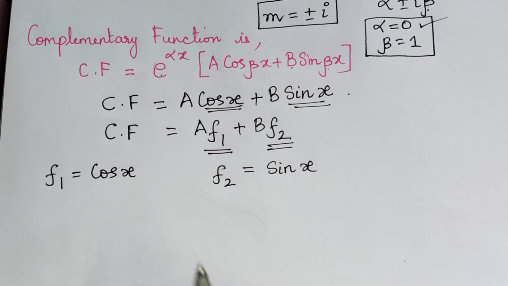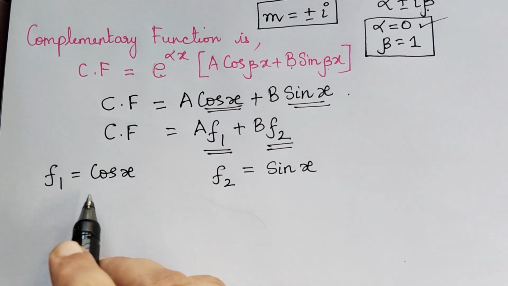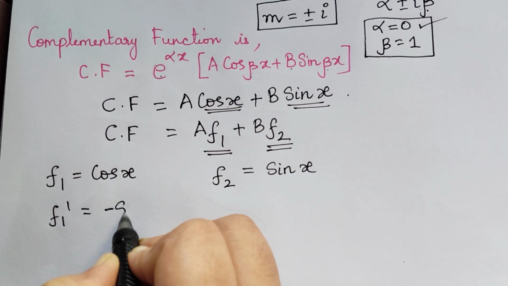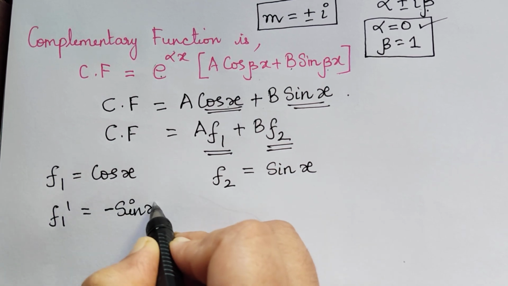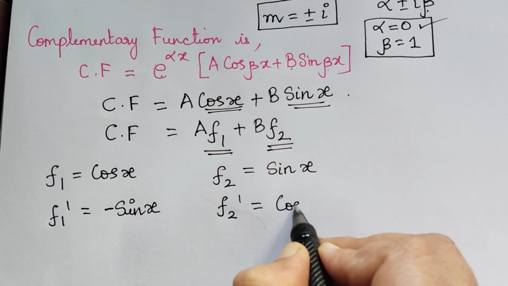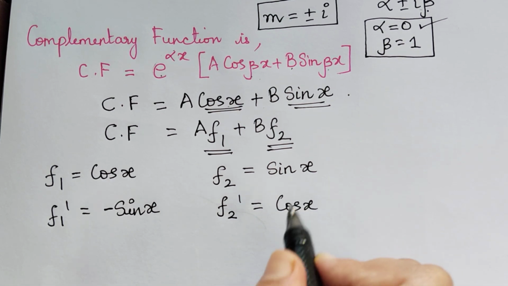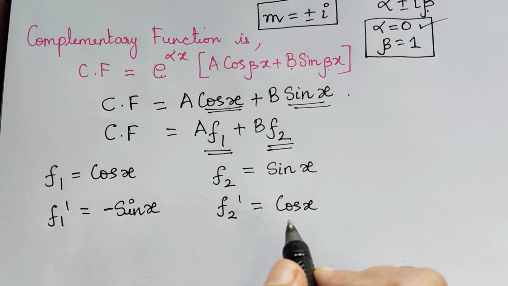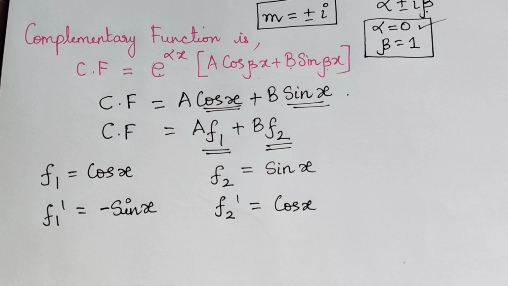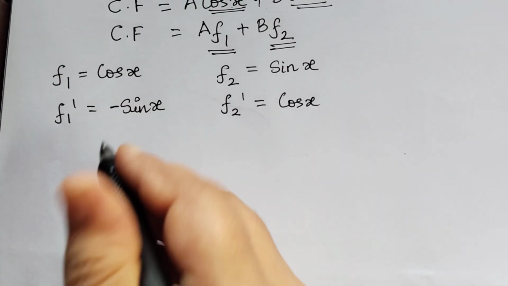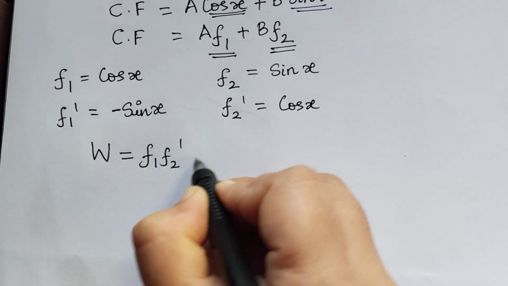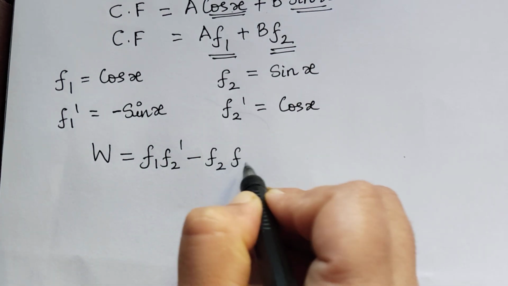The next step is we have to differentiate these two functions with respect to x. So f1 dash is equal to minus sin x, because the differentiation of cos x is minus sin x, and f2 dash is equal to cos x, because the differentiation of sin x is cos x. Now we have obtained f1 dash and f2 dash. The next step is to find the Wronskian W. The value of W is equal to f1 f2 dash minus f2 f1 dash.